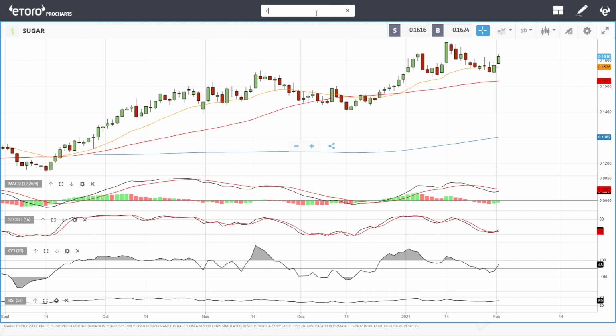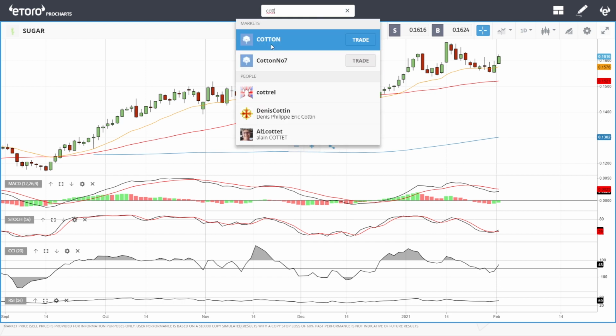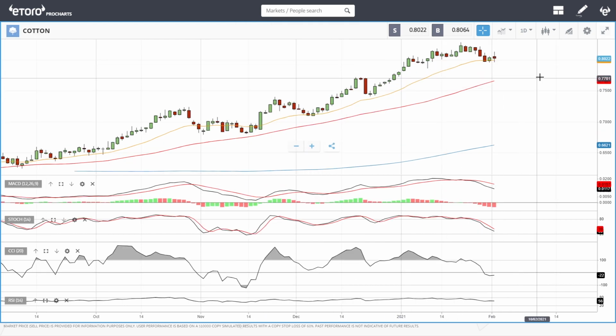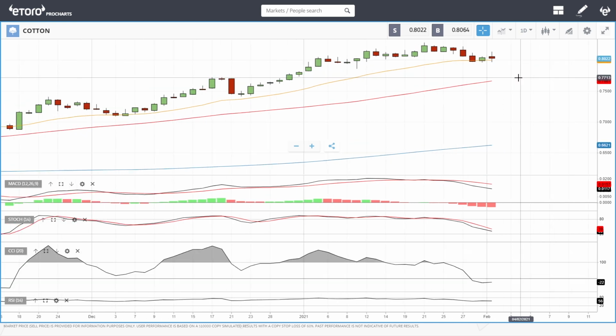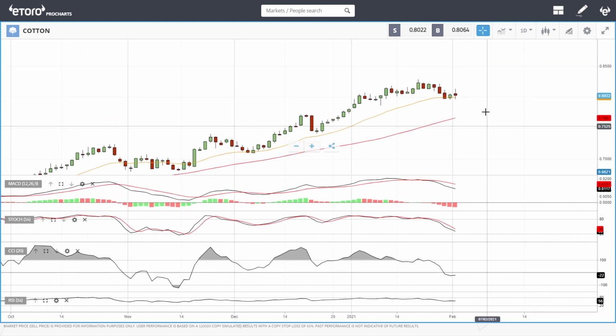So let's look at cotton. As you can see, we have tried to rally and then broken down. We're still trading above the 20 exponential. Technical indicators are still not there yet. We can see the CCI and the RSI are flat, but the stochastic and the MACD are still very bearish at this point. So you have to look at the 1 hour chart and the 4 hour chart to see when these turn around, and that's a good indication that we are going to rally.